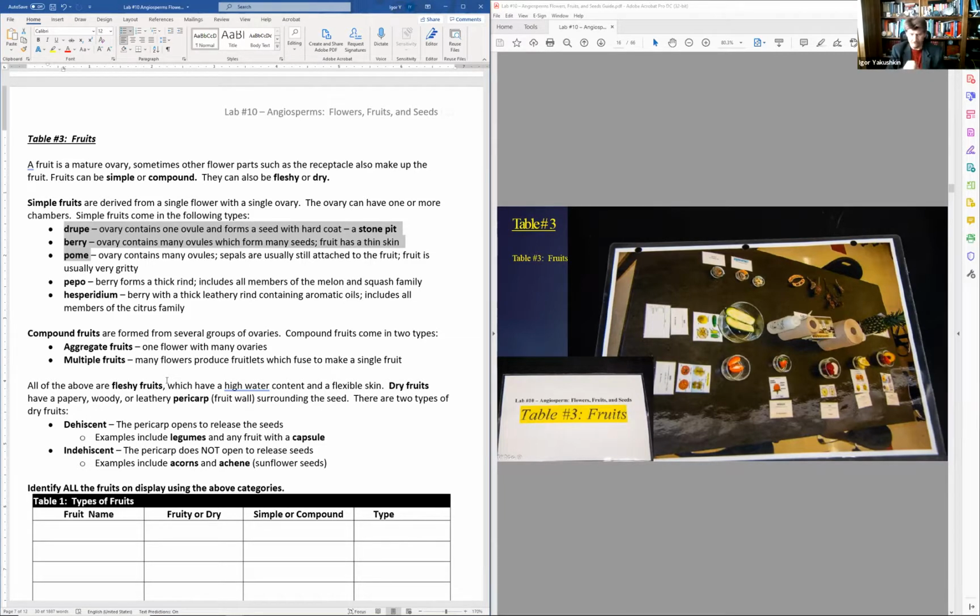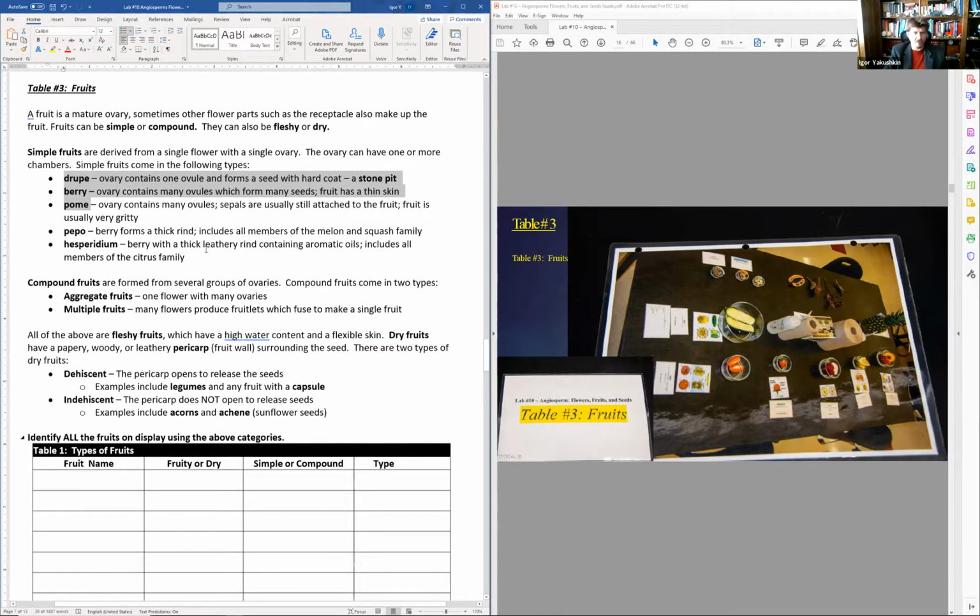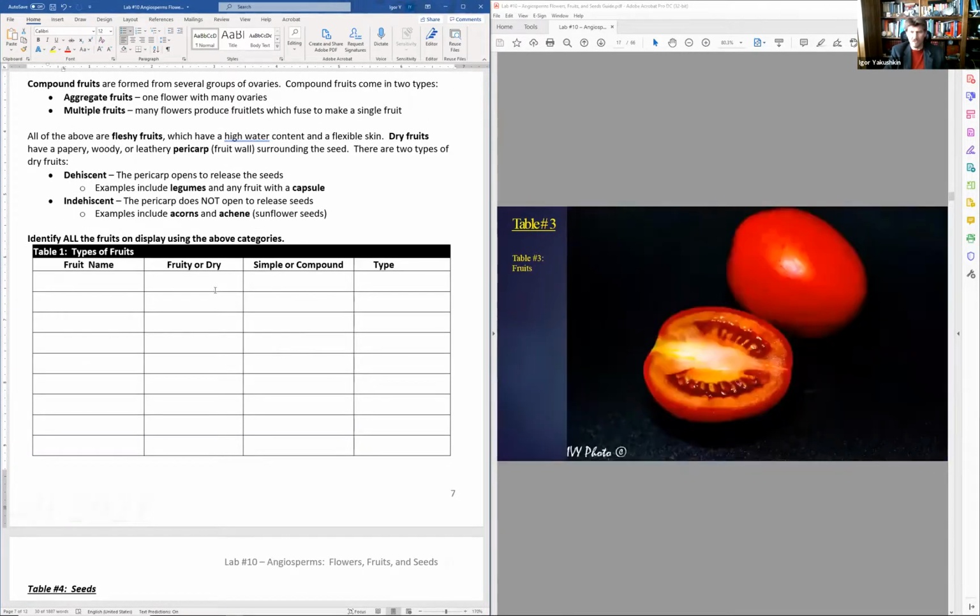Make sense? All right, so let's take a look at what we have on the table, and we'll go by fruit name. Tomato.